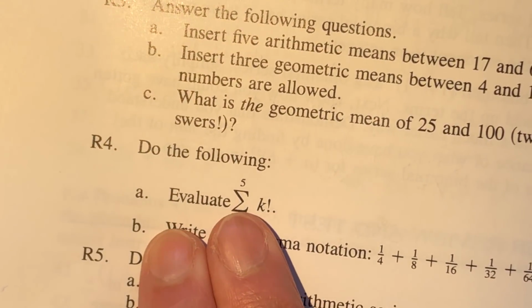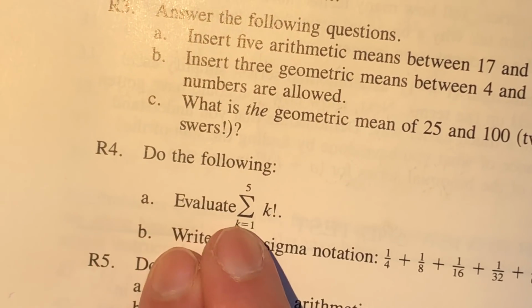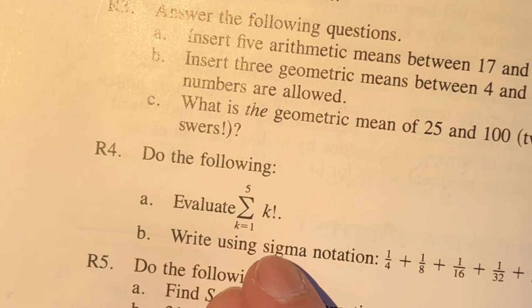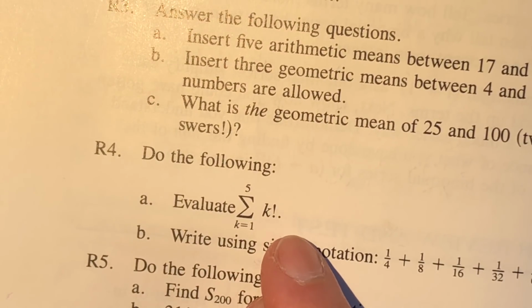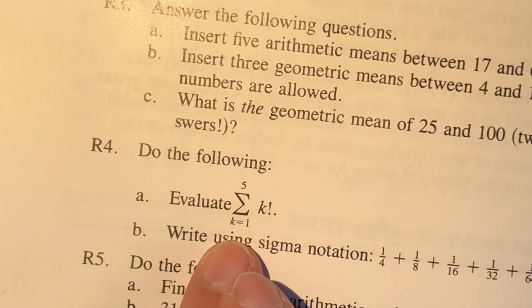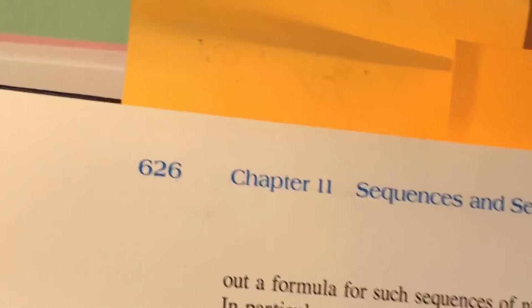Okay, hello dear friends. Review number 4. Do the following. Evaluate using sigma notation: the sum of k factorial, k equal to 1 until 5. Okay, now let's do it. I will copy this. It's sigma notation. When you do not know it, it's kind of confusing.